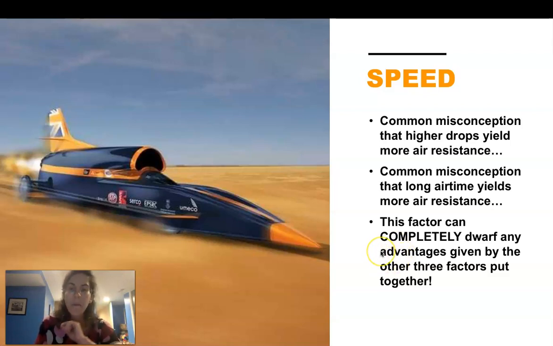And this factor can completely dwarf any advantages given by the others, because this is a car that's designed to break the sound barrier. It is streamlined. It has as low a mass as possible under the circumstances, a minimum cross-sectional area, and yet it still builds up tremendous air resistance because it's going at such a fast speed.